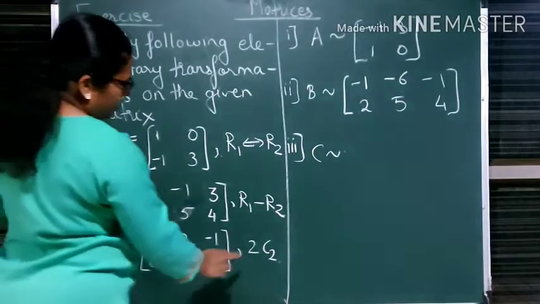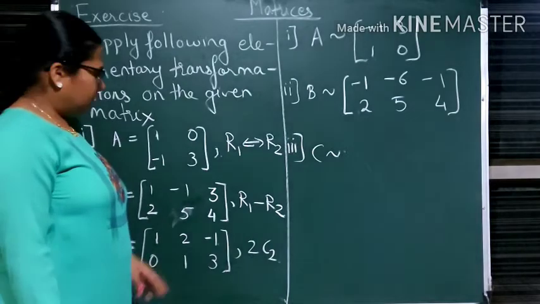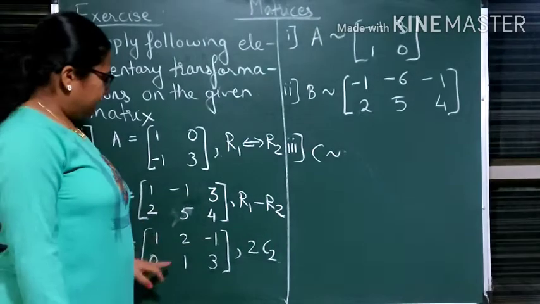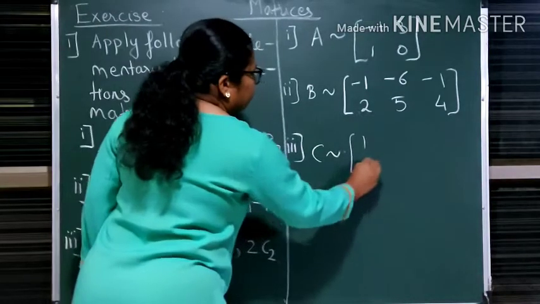Now, next is the third matrix C. This is your matrix. What is your operation? Your operation is 2 into C2. That is, column 2 elements will get multiplied by the non-zero scalar 2. First and third column will remain the same. So what is your first column? 1, 0. It will remain the same.